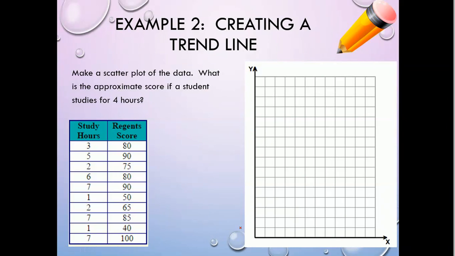Now let's look at creating a trend line. The very first thing you've got to do is make a scatter plot of this data. So what's the approximate score if a student studies for 4 hours? It looks like I need to go by ones on my study axis, and then we have what's known as a Regents score, which is a kind of test you can take.